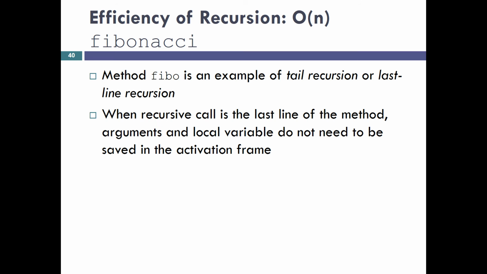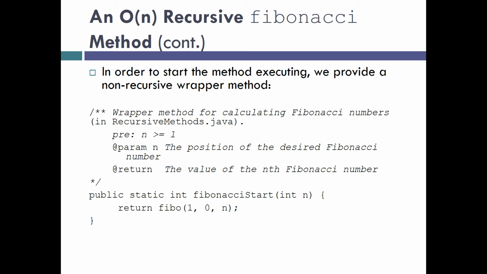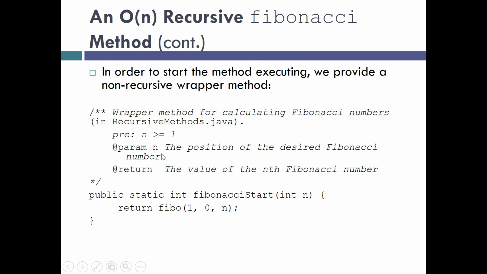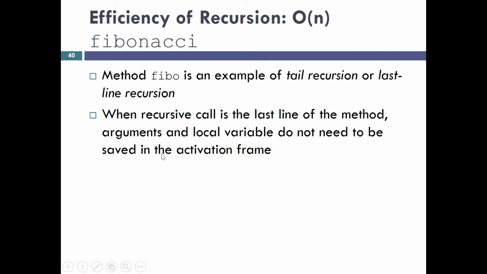This is called tail recursion, or last line recursion, where the recursive call is the last line of the method. The arguments and the local variables really aren't saved. The recursive call happens right over here, in the method call itself. So here, again, we would stop if n is equal to 1. So that's one way to solve it. And you're going to learn more about tail recursion in other classes. But it's just a way to simplify this process.